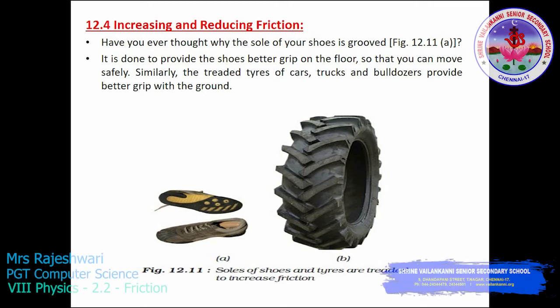Hello children, in today's class we are going to discuss how friction can be increased or reduced. We have discussed so many examples related to friction, like rubbing one object against another, striking a matchstick, walking on the floor, or riding a bicycle. Everywhere in your day-to-day life, you meet examples of friction. Now we are going to discuss how friction increases or gets reduced by using an object in between. The very first example is the shoes.